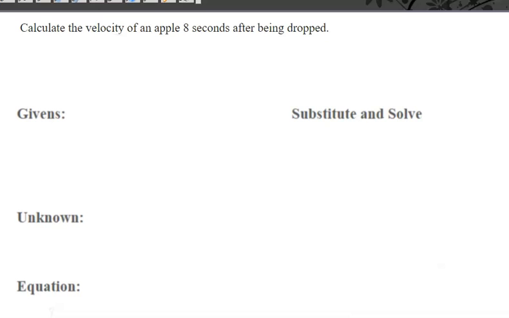Calculate the velocity of an apple 8 seconds after it is being dropped. So if I take a look, I have an apple, and it falls down towards the ground.